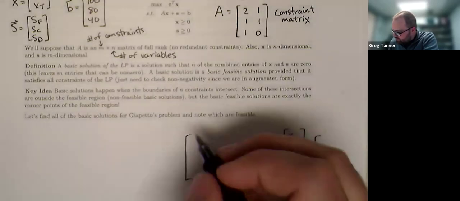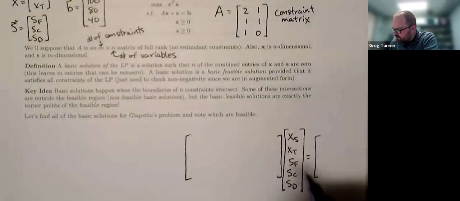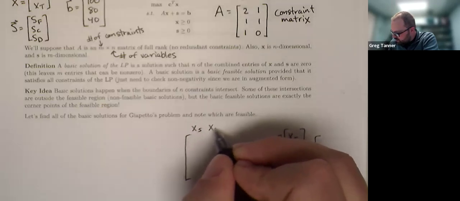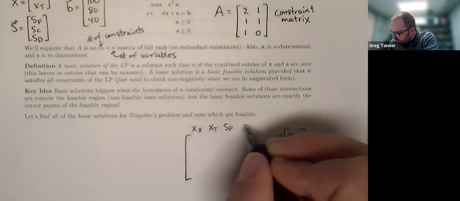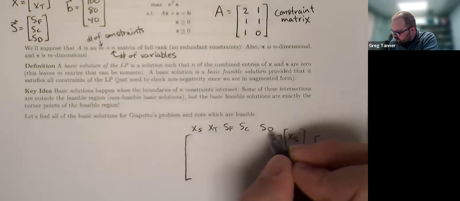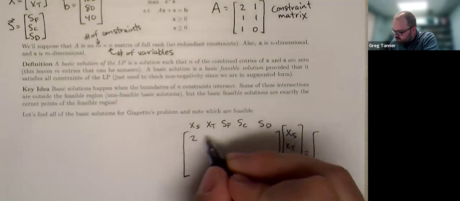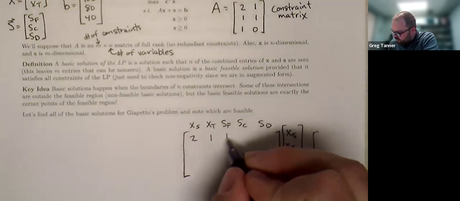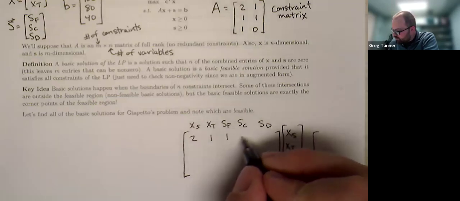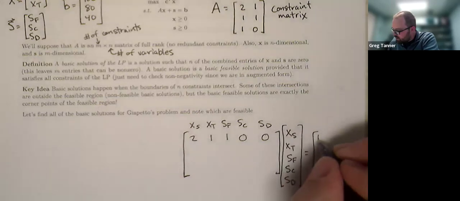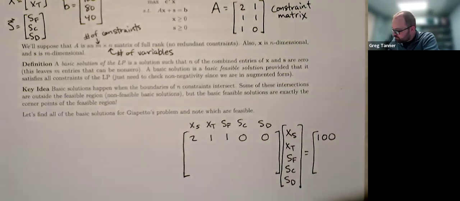For the first constraint, we've got 2xs, 1xt, 1sf. What I often find easier is to think about the first row multiplied by this column. It helps to label up here xs, xt, sf, sc, and sd, to label over the columns, because we can think of each column as corresponding to one of those variables. So the coefficients are 2, 1, 1, and then sc and sd don't show up in the first constraint, so they both have zeros, and that should be equal to, on the right-hand side, 100.